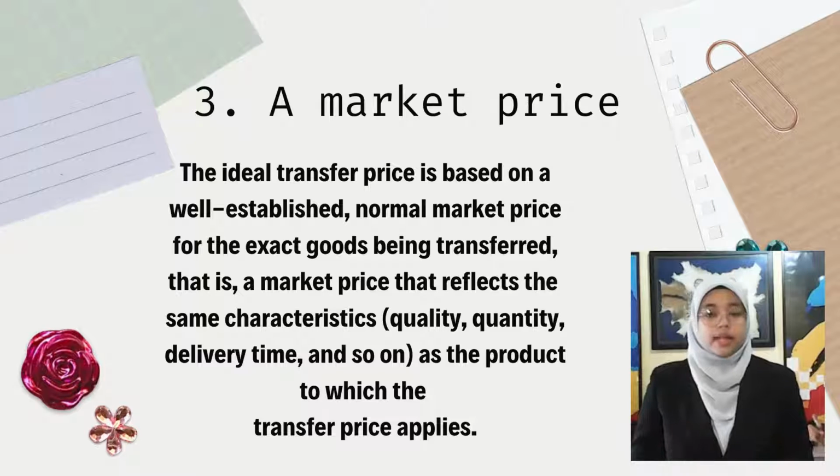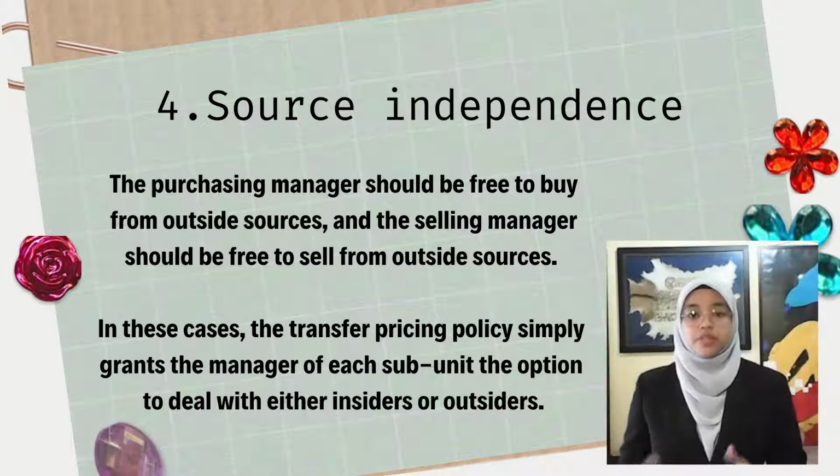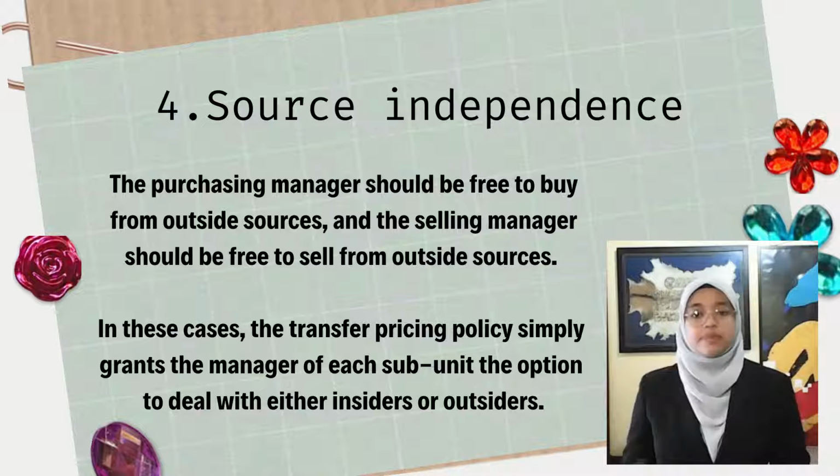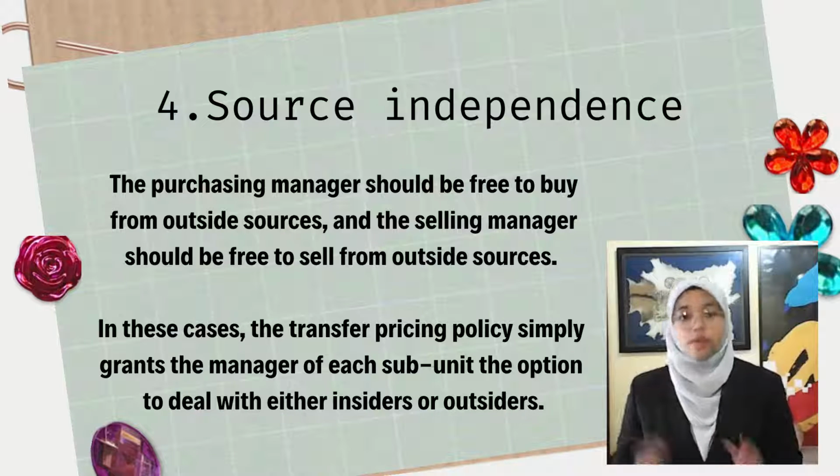Although less than ideal, a market price for a comparable but not identical product is preferable to no market price at all. Last but not least is the source independence. Alternatives should exist and managers should be allowed to choose the option that is the best for them. The purchasing manager should be free to buy from outside sources and the selling manager should be free to sell from outside sources. In these cases, the transfer pricing policy simply grants the manager of each subunit the option to deal with either insiders or outsiders.